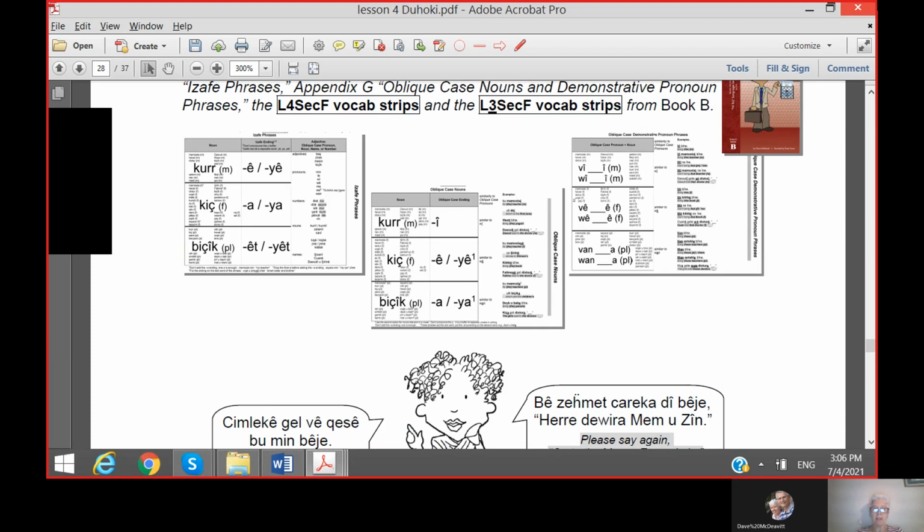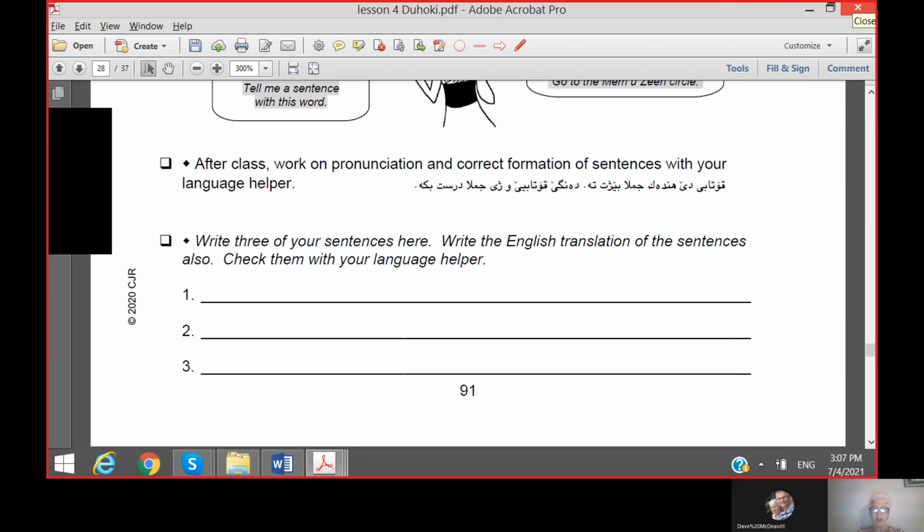Work with your appendices. I cannot say often enough how important it is to work with these appendices in Book B, because that will help you to become more fluent. I've tried to make them so they're foolproof. As long as you stay in the lines, they're kind of foolproof. And then you can practice them.